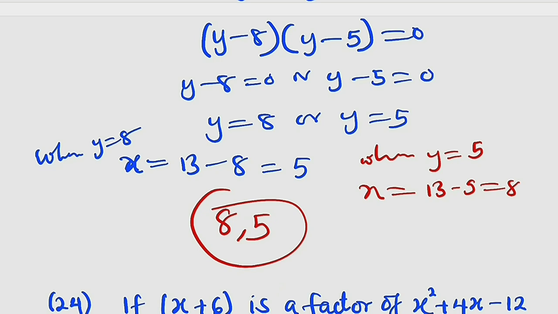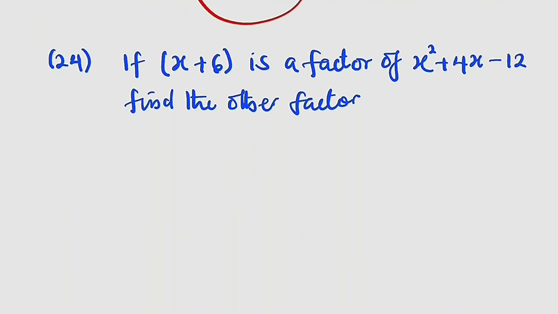Let us move on to question number 24. Question number 24: if x plus 6 is a factor of x squared plus 4x minus 12, we are asked to find the other factor. Remember, I told you that these are objective questions. No one needs to see your solutions, and hence, if you have any other alternative that will make your work easier and faster, you can always apply that idea. So for me, I would like to factorize this directly because I know I am going to obtain this factor and the other one.